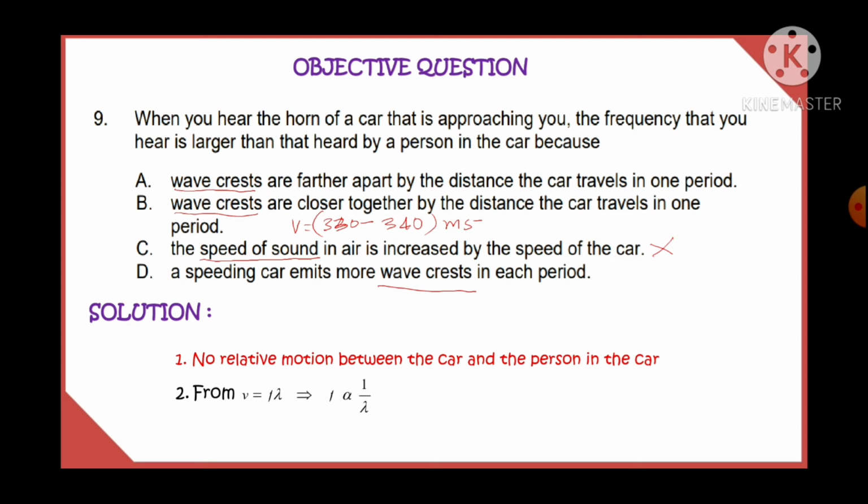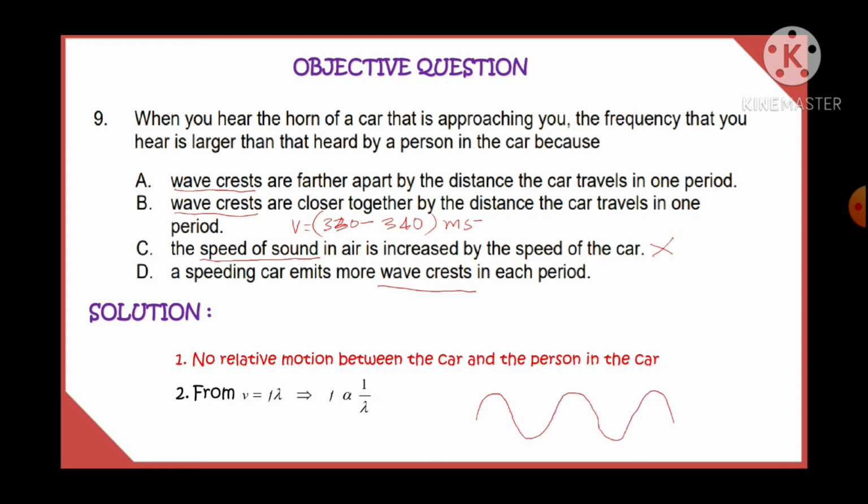The second point is why we hear the higher frequency. First, why we do not hear the same frequency as the person in the car: because for the person in the car there is no relative motion. So the second point is we need to talk about why the frequency is higher or larger. We refer to the equation V is equal to F lambda, and the relationship between the frequency and the wavelength. Because we want to talk about the wavelength and the wave crest, they are inversely proportional. Do you know what wavelength is? How about the wave crest? The wave crest is actually like this.